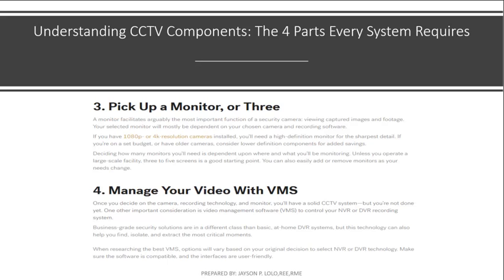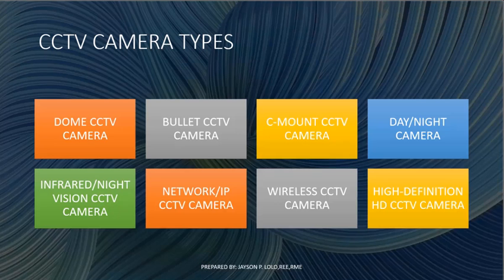Then since the first component is picking the camera type, let's be familiar with the camera types of CCTV. We have, I think, 8: dome, bullet, C-mount, day-night, infrared, network, wireless CCTV camera, and high definition HD CCTV camera. But the common ones in the market are the dome and bullet, since the C-mount and the other camera types are already embedded in these 2 types of CCTV.